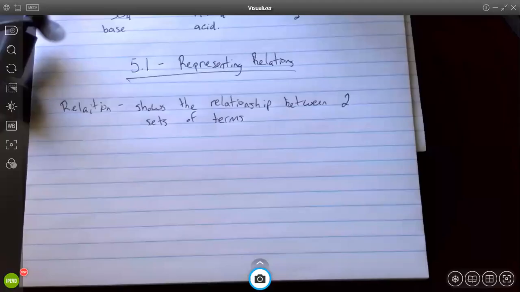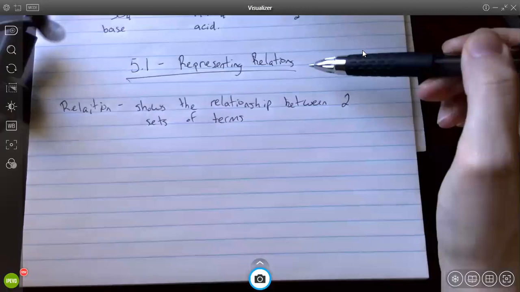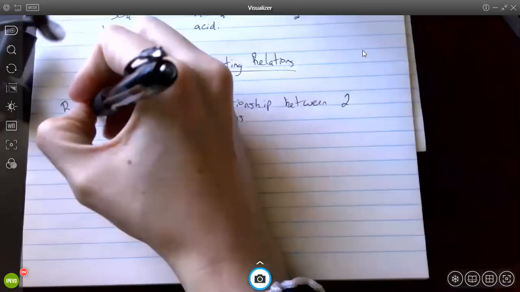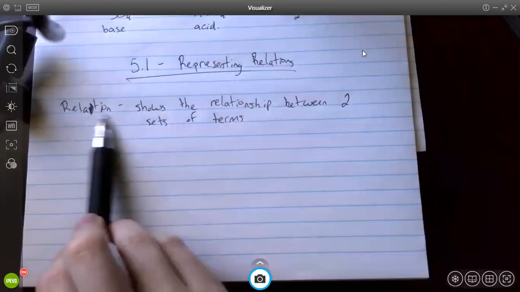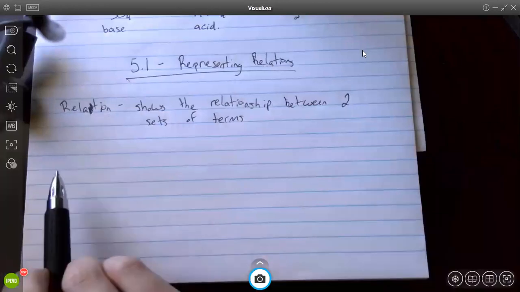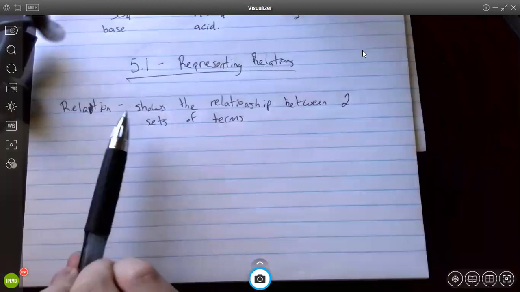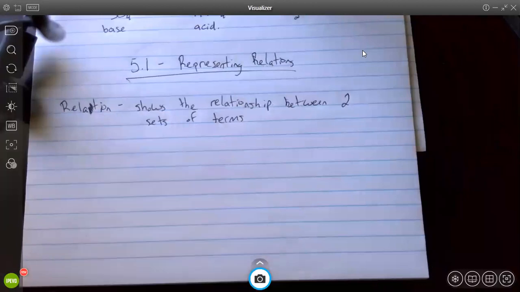So we're starting with Chapter 5, and this lesson is all about the different ways that we represent relations between things. So 5.1, representing relations. And we'll start, I spelled the word relation wrong already. We'll start with just a definition of what a relation is. So a relation is anything that shows the relationship between two sets of terms.